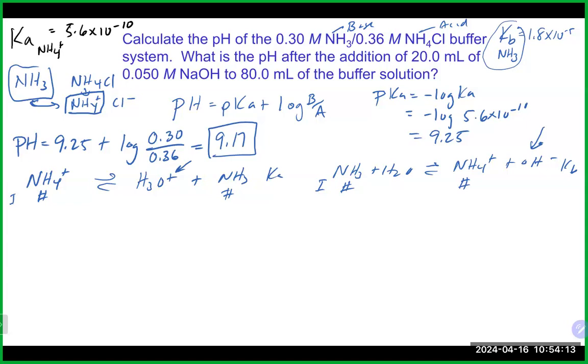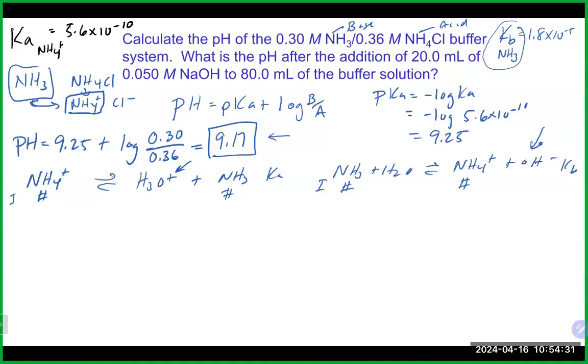This is also a basic buffer, which means some people might use the pOH version of the equation as well. So that's also another option that you could use. Lots of options, choose the one that's the easiest. Maybe that's the easiest, I would think, yes.